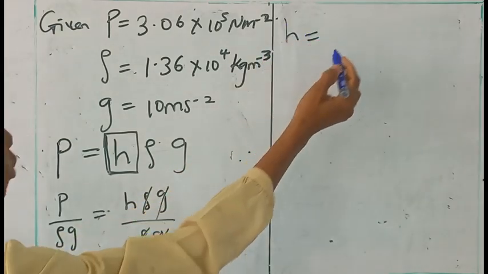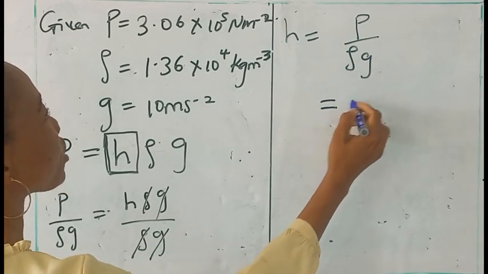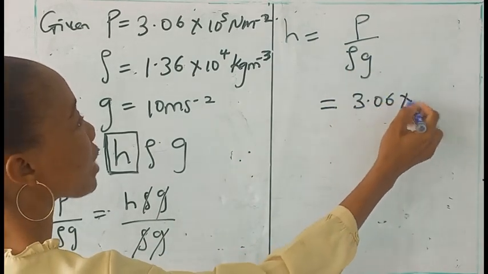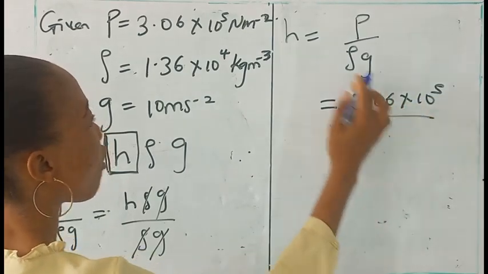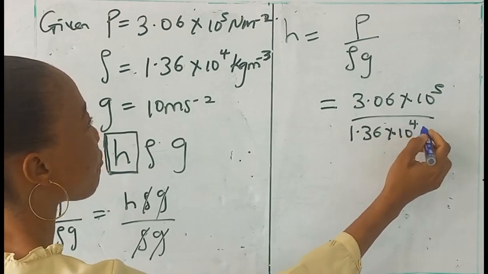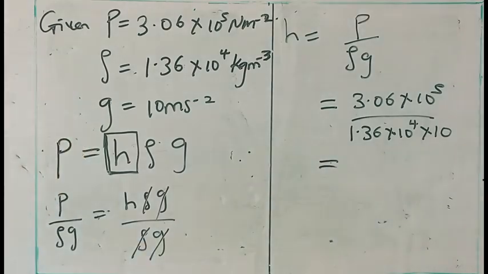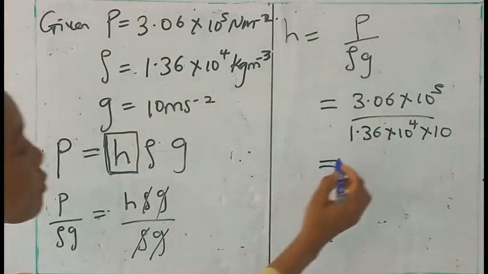H is equal to pressure over rho G. Pressure is 3.06 times 10 raised to power 5 over rho, which is 1.36 times 10 raised to power 4, times 10. So the final answer will be 2.25 meters.